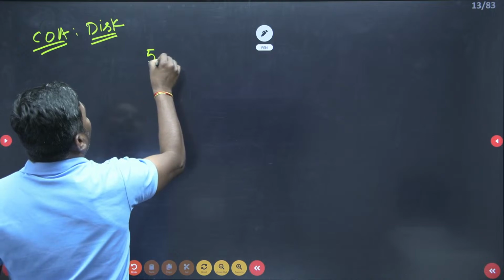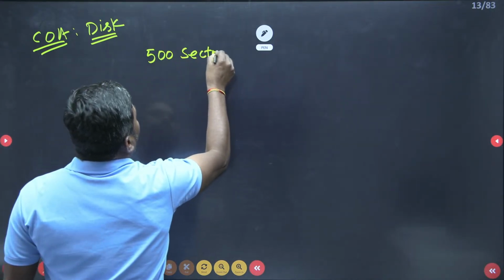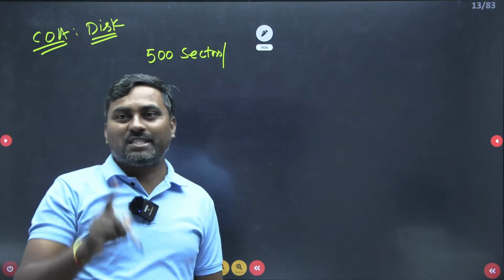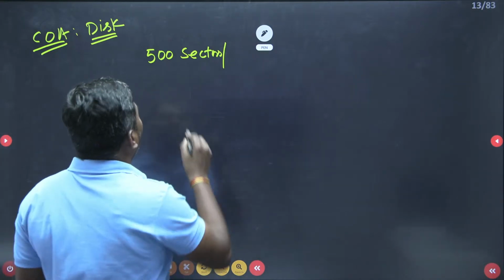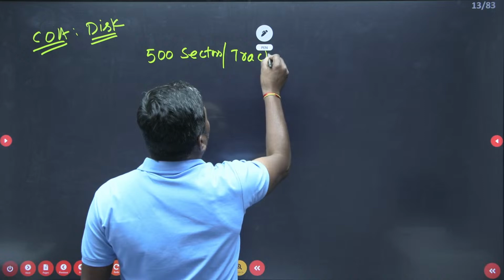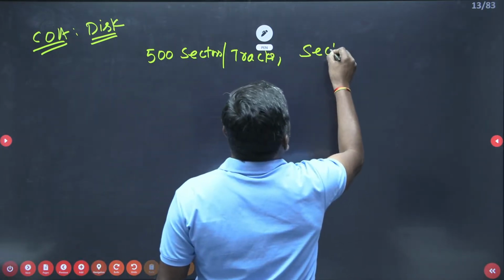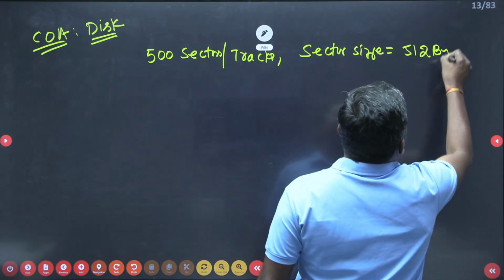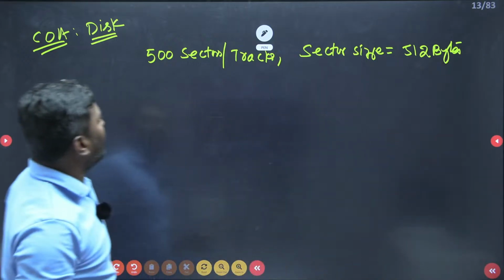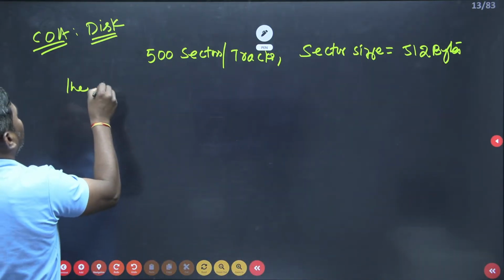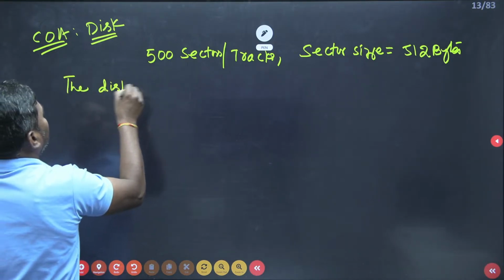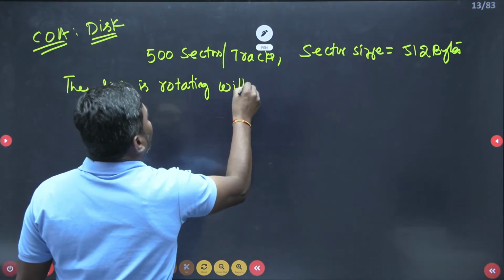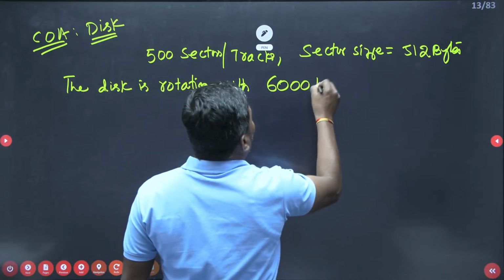There are 500 sectors. So directly I am writing the data. You may get confused with this because of the mode field. See, 500 sectors per track given. 500 sectors for a track, and sector size given is 512 bytes. And the disk is rotating with 6,000 rotations per minute.